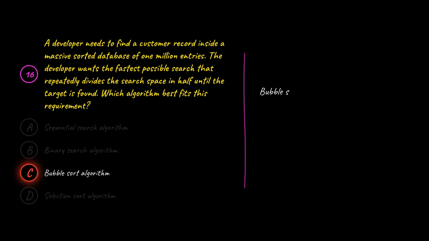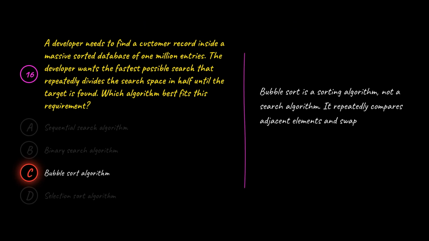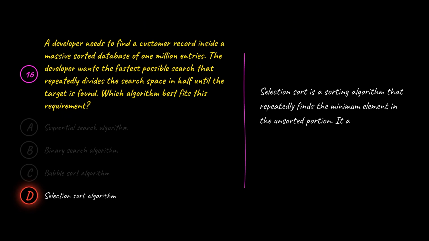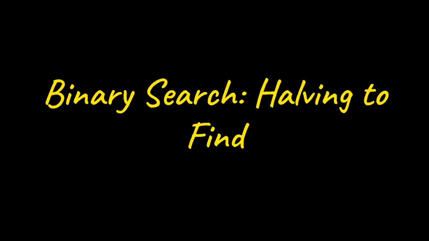C is wrong because bubble sort is a sorting algorithm, not a search algorithm. It repeatedly compares adjacent elements and swaps them when out of order, but it does not locate a specific target value in a list. D is wrong because selection sort is a sorting algorithm that repeatedly finds the minimum element in the unsorted portion. It arranges items in order, but does not perform the search operation the developer actually needs here.